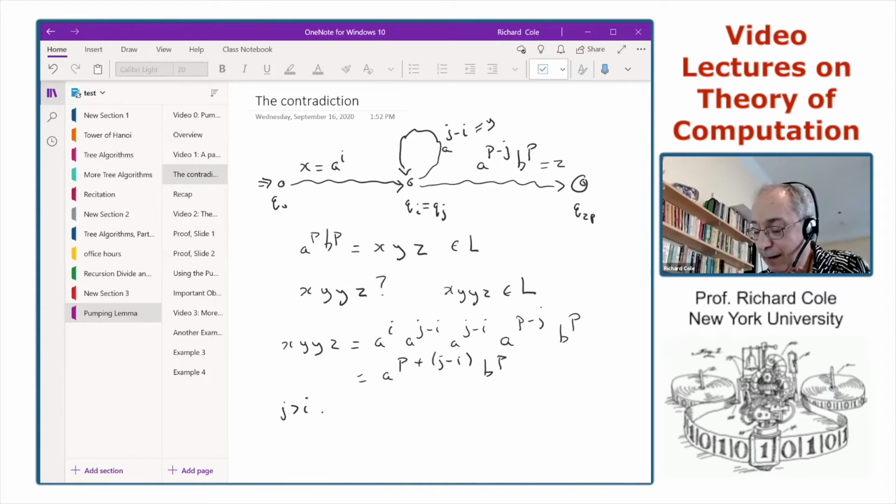But that means that in fact, xyyz is not in the language L, because the language L consists of those strings with equal numbers of A's and B's, with the B's following the A's. So we've managed to deduce that this string is in the language L and also that it isn't in the language L. That's a contradiction.